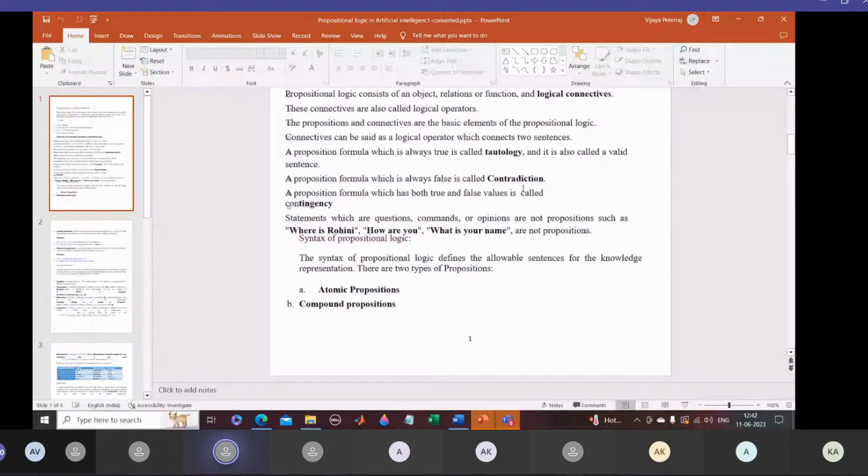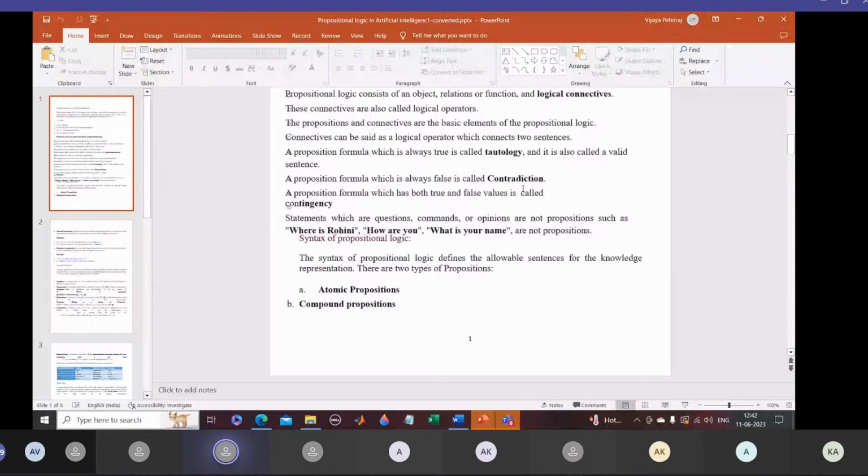Okay, statements which are questions, commands or opinions are not propositions. Like, where is Rogini? When you say that, you cannot answer yes or no, but you should give some answer. She is there அப்படின்னு சொல்லிட்டு, like a sentence you give. So these are not propositions. Similarly, how are you now? How will you say yes or no? நம்ம சொல்லுவோம், I'm fine, I'm good அப்படிதான் ஆன்சர் பண்ணுவோம். For propositions, நம்ம true or false தான் கொடுக்கணும்.